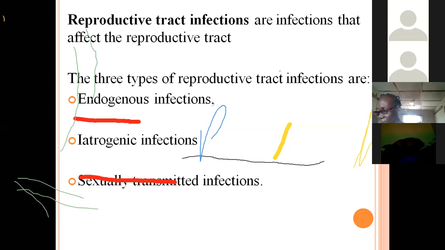Reproductive tract infections are infections that affect the reproductive tract. And you know, we have the upper reproductive tract, which includes the fallopian tube and the uterus, and the lower reproductive tract, which is the vagina and the cervix. So the three types of reproductive tract infections are the endogenous infections, the iatrogenic infections, and sexually transmitted infections.